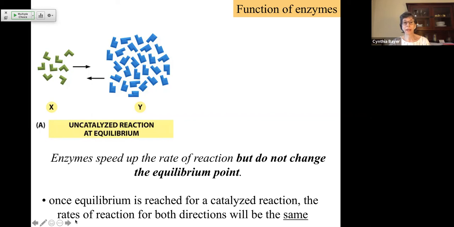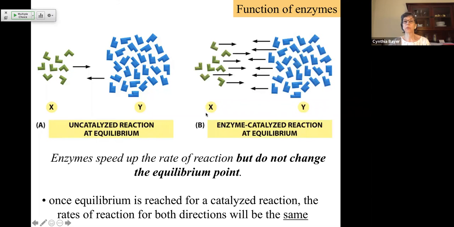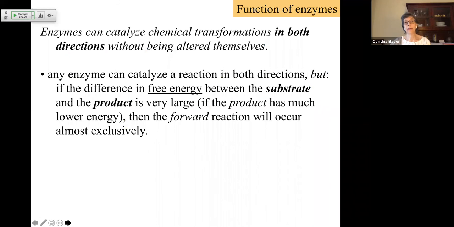If you add enzyme to that reaction, you will still have the same relative ratio of X to Y, the same equilibrium point. It just means that Y converted to X is faster and X converted to Y is faster. The rate of those reactions will be increased, but the relative ratio of those reactants at equilibrium will not be changed.